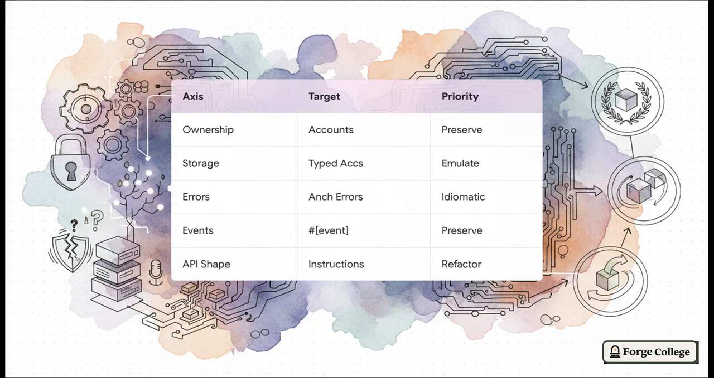Now, for each of these axes, we have a target mapping. For instance, ownership maps directly over to explicit accounts in Anchor. But most importantly, we have a priority guideline. Are we preserving semantics, emulating behavior, or going for a full idiomatic refactor? This right here is your master decision matrix.